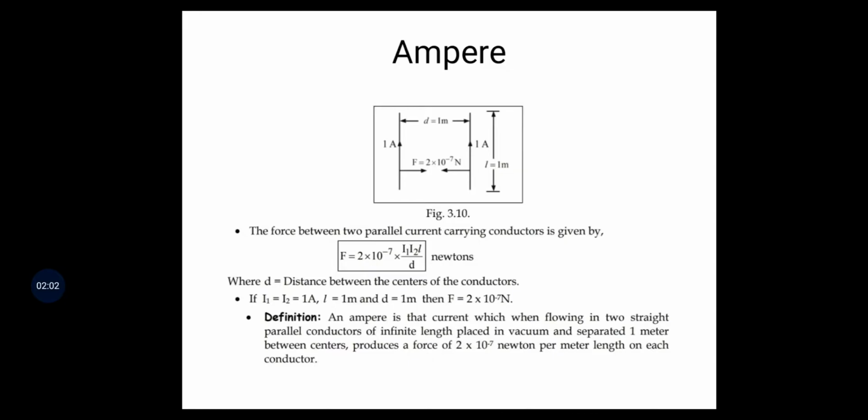What is meant by 1 ampere current? Here the length of the conductors is 1 meter. The distance between the two conductors is 1 meter, and there is a force that exists. The force is 2 into 10 power minus 7 newtons. Then the current is called 1 ampere current.